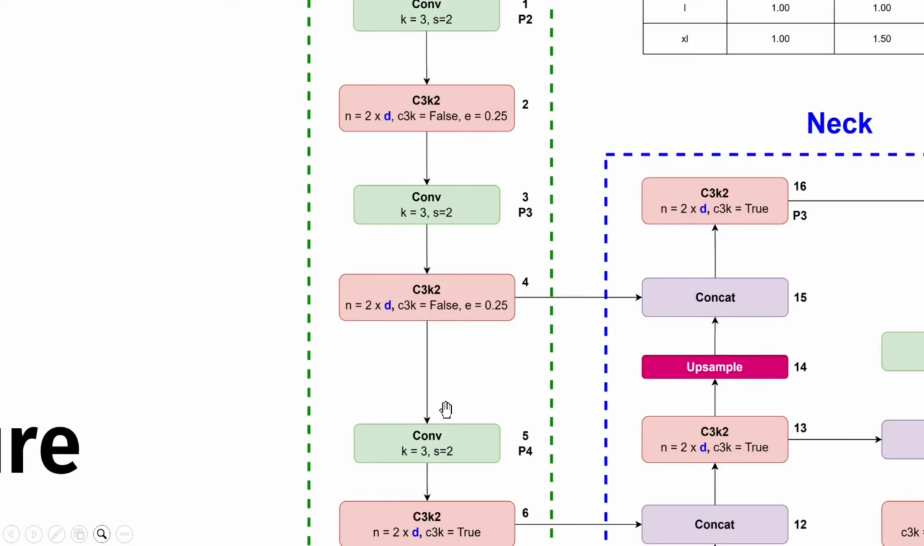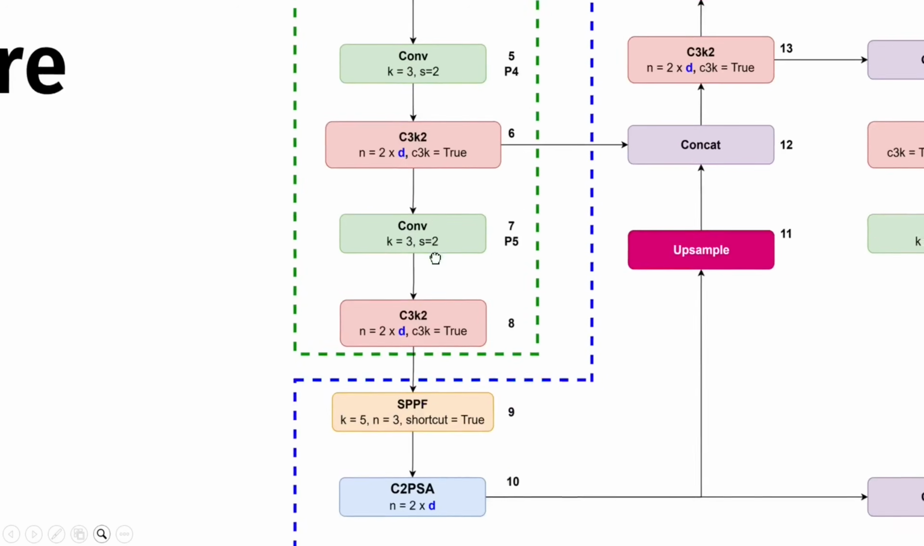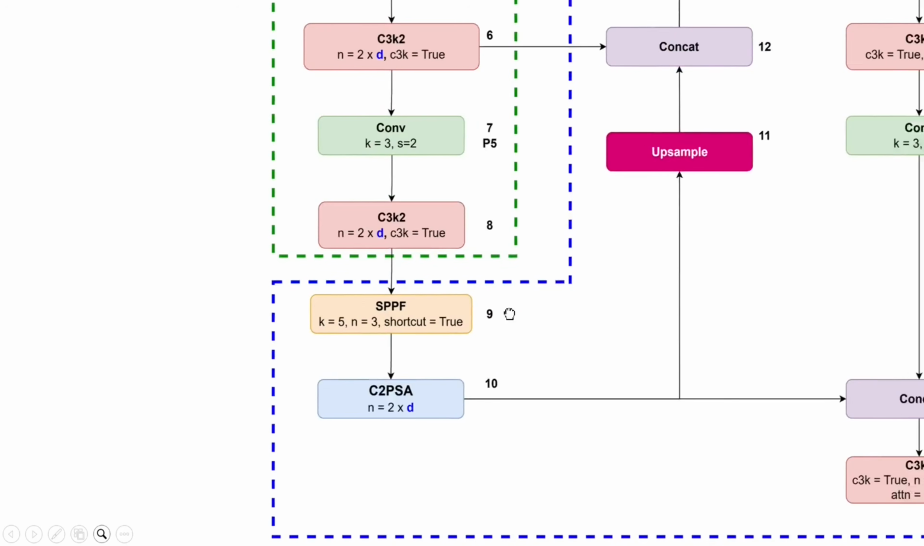After that, there is another convolutional block with a kernel size of 3 and a stride of 2. This is followed by another C3K2 block, again with the n parameter equal to 2 multiplied by the depth multiple, but this time with C3K set to true. The output of this block is also connected to the neck. Next, the features go through a convolutional block and then into a C3K2 block, before being passed to the SPPF block. Following that, we move on to the neck of the architecture.